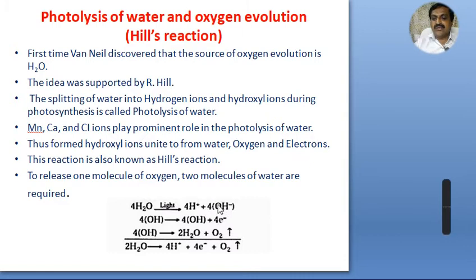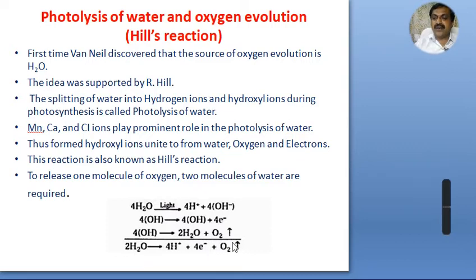The OH minus ions thus formed during photolysis, see in the second reaction, recombine together forming two molecules of water, and oxygen is liberated. Look at the arrow mark. Oxygen is liberated. This is the oxygen which is liberated at the end of photosynthesis as a byproduct. So this experiment, that is the photolysis of water experiment, clearly proves that the oxygen which is liberated at the end of photosynthesis as a byproduct comes from water.